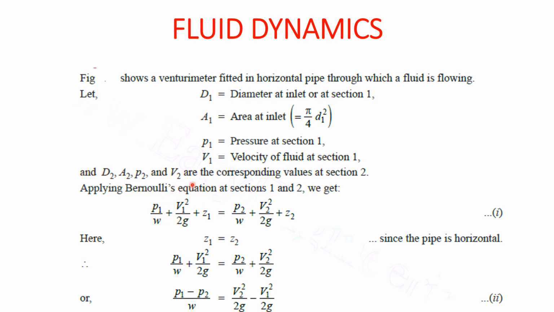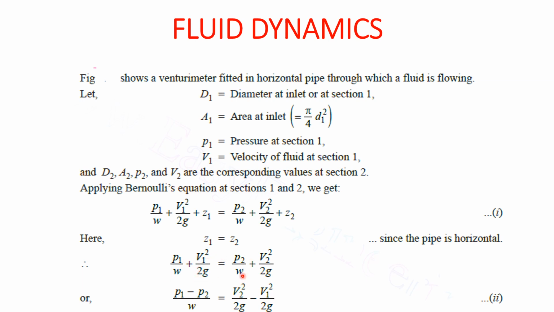Okay. So while performing derivations for these devices, we know that these devices are based on Bernoulli's theorem. These are the applications of Bernoulli's theorem. So naturally Bernoulli's equation should be employed. Applying Bernoulli's equation at sections 1 and 2, we get the general equation: P1 by W plus V1 square by 2G plus Z1 is equal to P2 by W plus V2 square by 2G plus Z2. Now, as we have considered a horizontal venturimeter, there is no elevation difference.